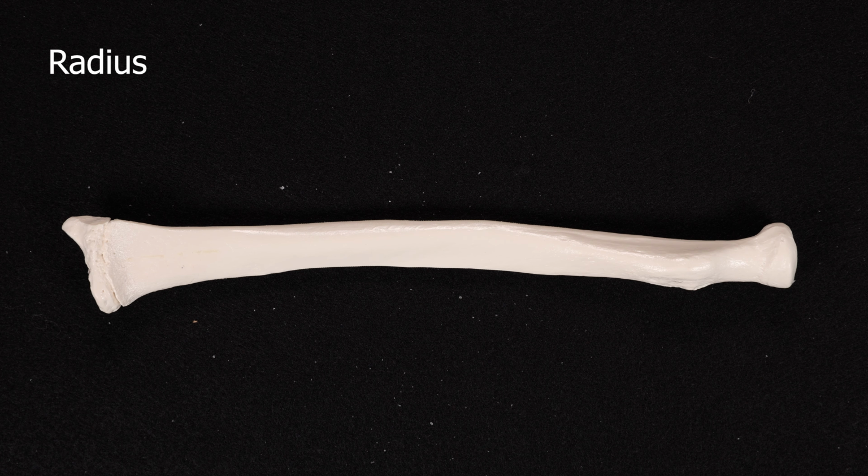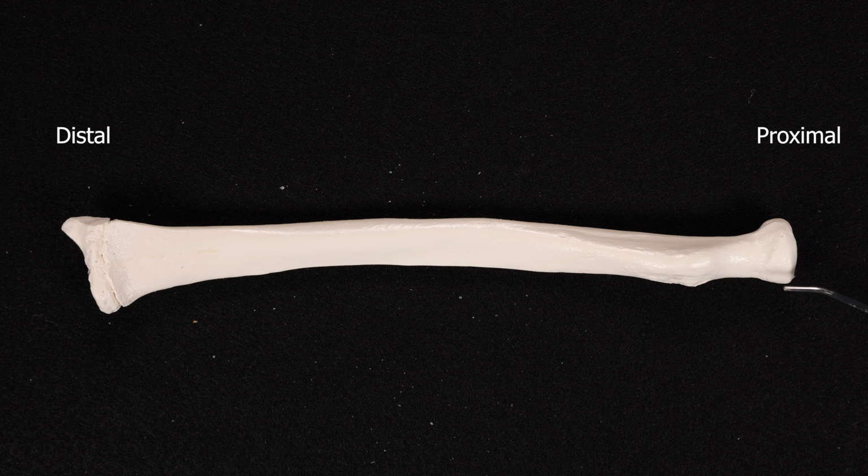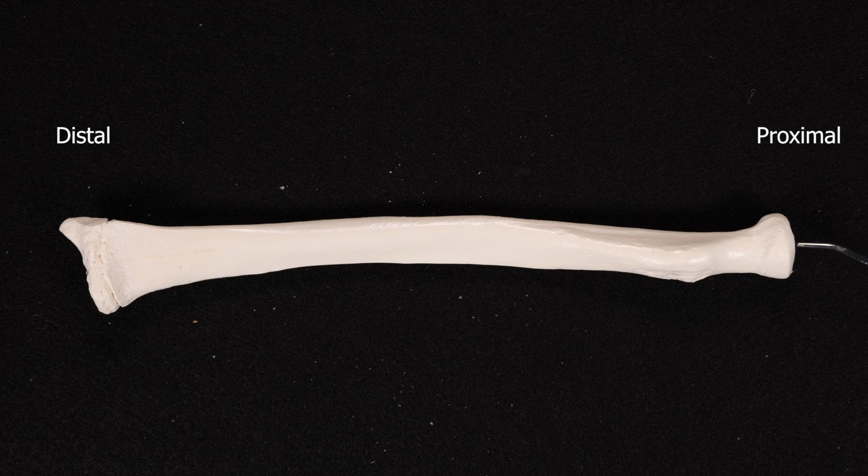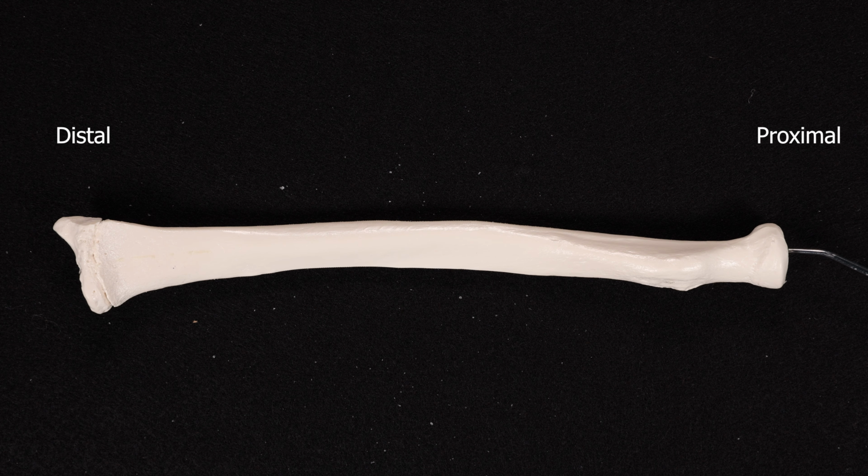Here we're looking at the radius. Now the radius is one of the two bones of your forearm. What we can see here is this portion up top, this is the proximal portion of the bone. That is the round head of the radius.